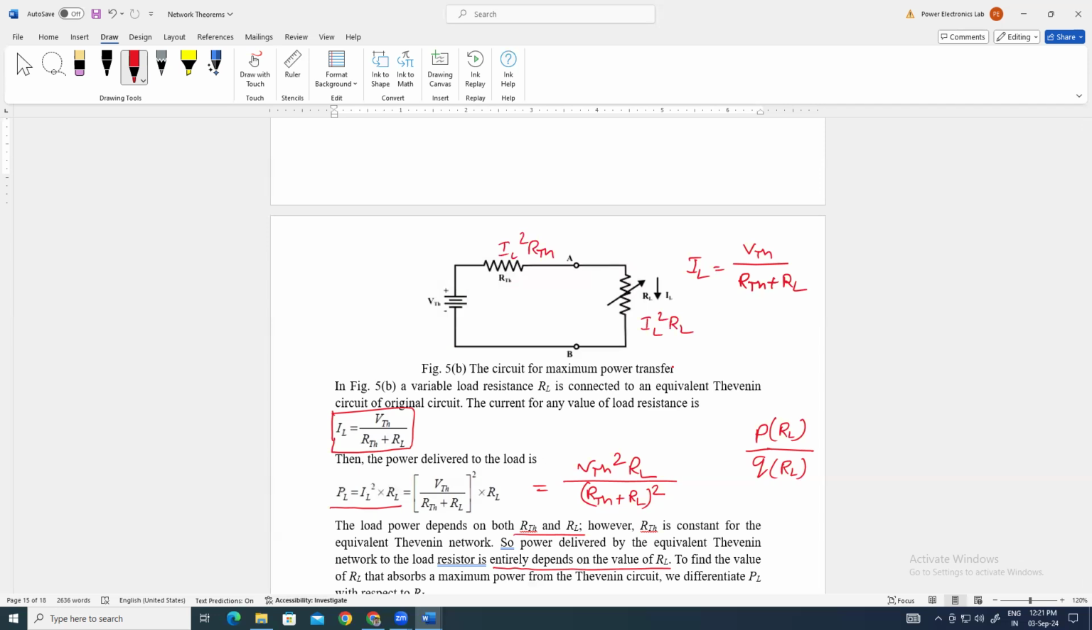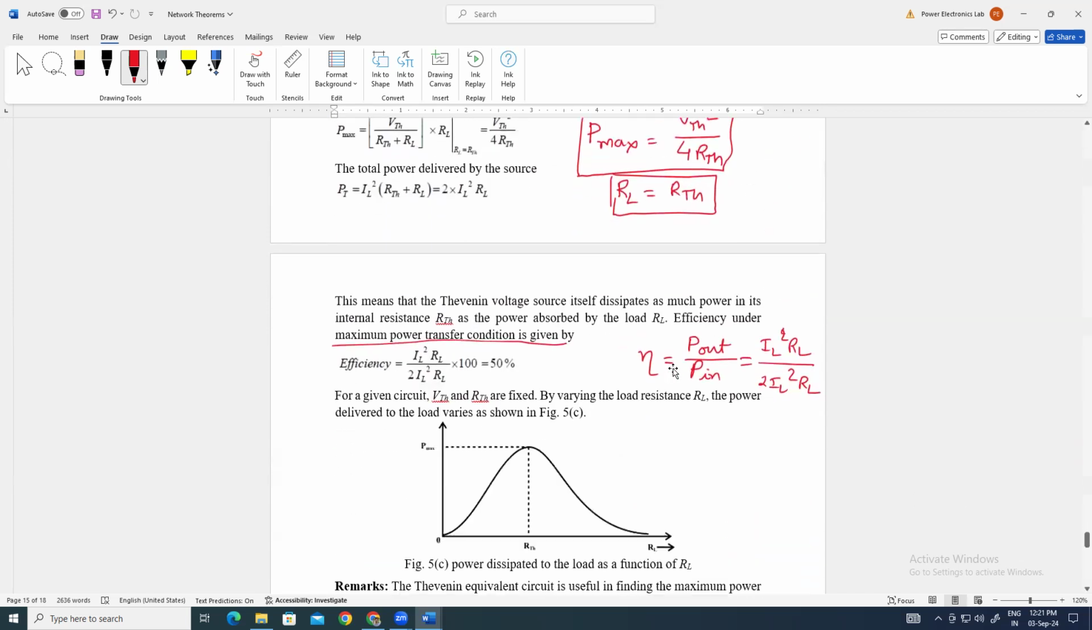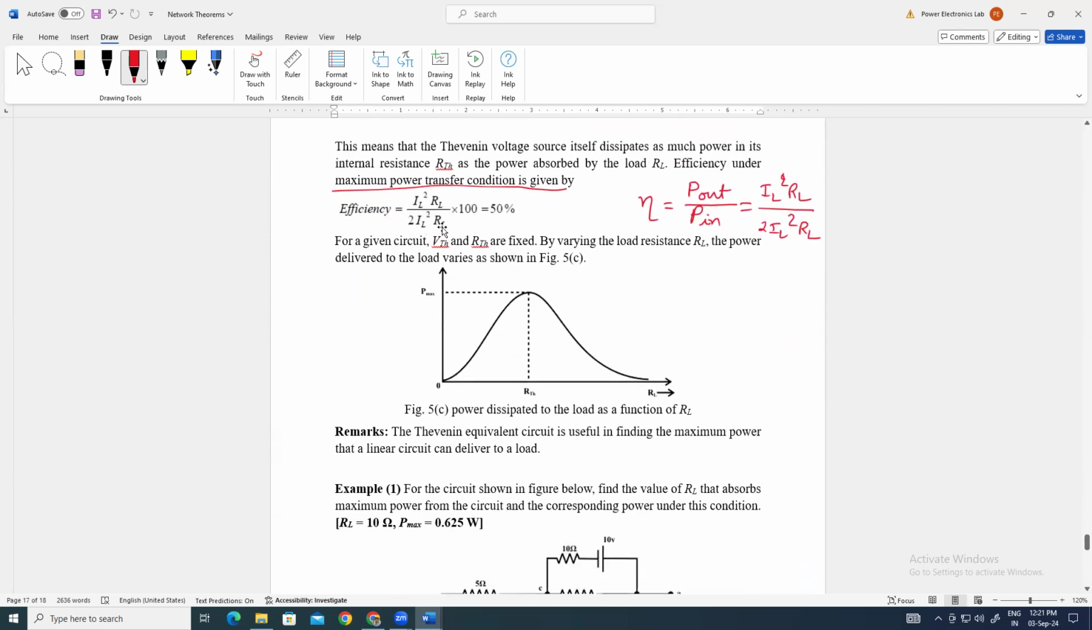So RTH is equal to RL for maximum power. So it will also be RL. So IL square RL plus IL square RL means the source must deliver power twice of IL square RL. So that's why we are representing here twice of IL square RL. It means efficiency of the system is 50%. So for maximum power transfer, efficiency of the system will be 50%.